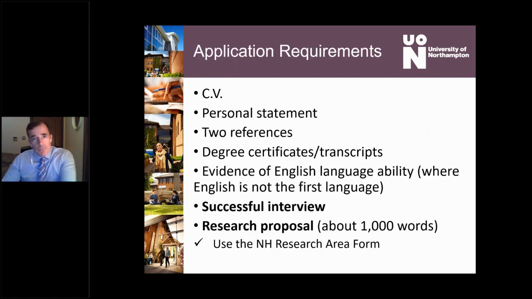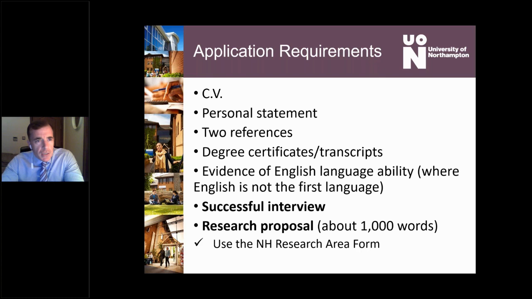Okay, this is important. The application requirements. What we need is, now the easy stuff is the CV and the personal statement. On the personal statement, make it clear why you're wanting to study this, why you want to do a DBA, how it's going to help you in the future, how it's going to help you in your professional life, etc. These types of things. 2 references and your degree certificates and transcripts, and evidence of English language ability if it's not your first language.